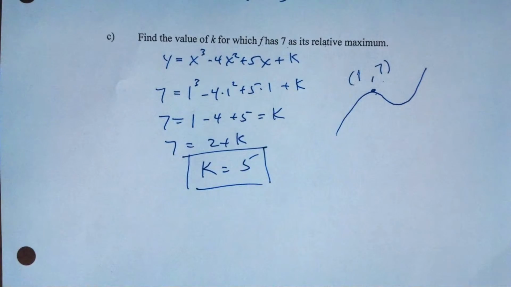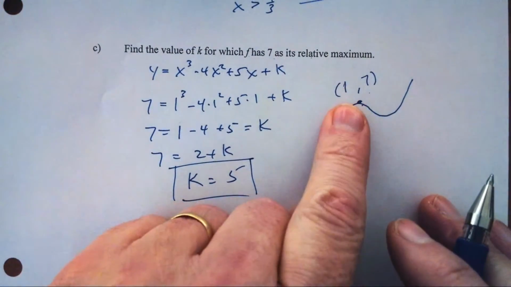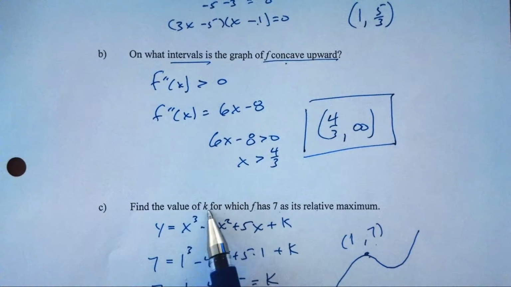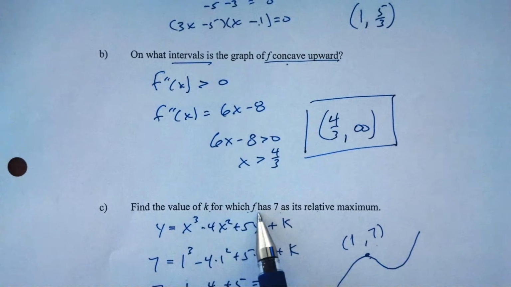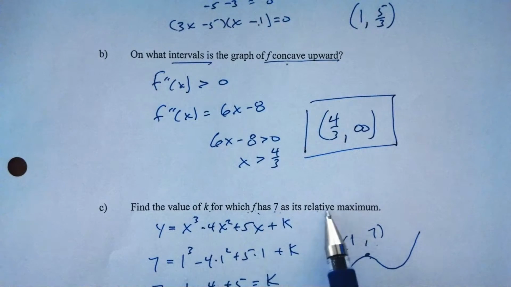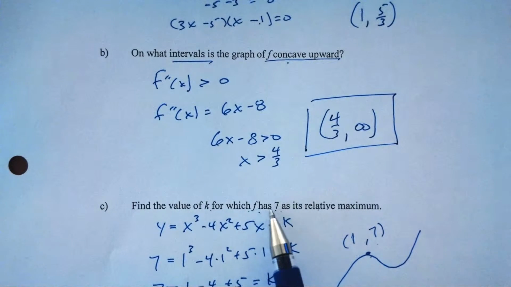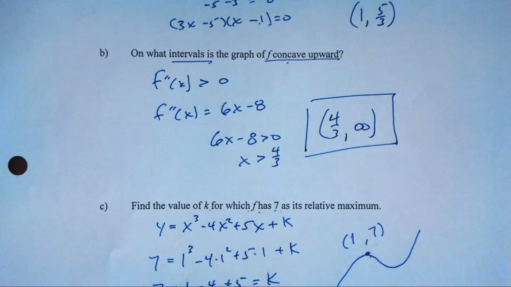Different but manageable. To be honest, once we've got that 1, if this said, find the value of k for which f has its maximum at 1 and its maximum 7, it's not even a calculus problem anymore. We used a little bit of calculus to find that 1 was the location of the max.